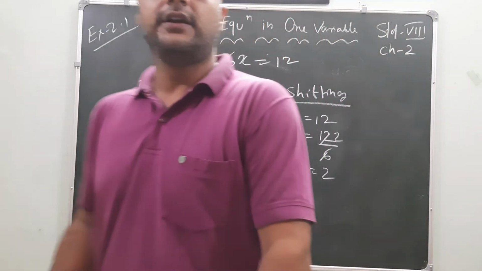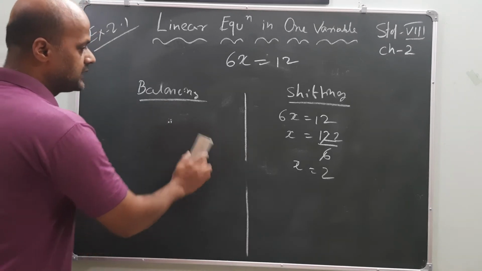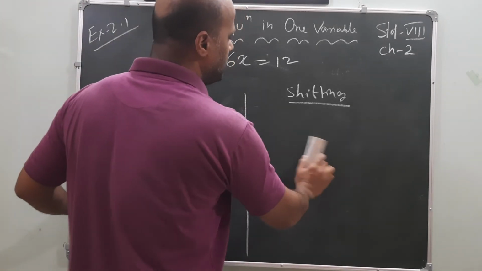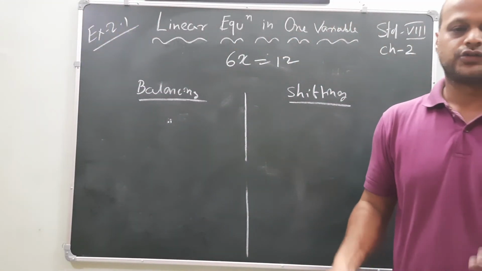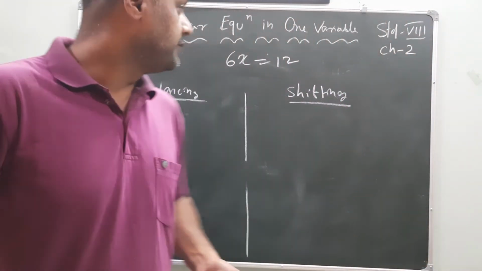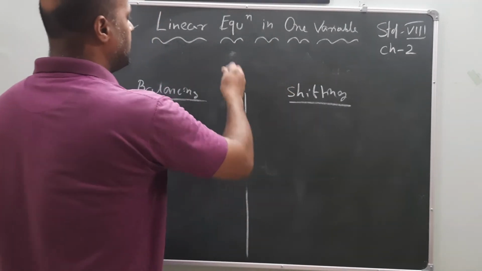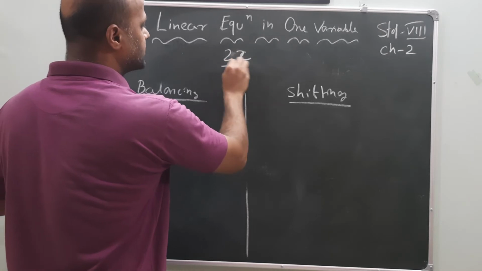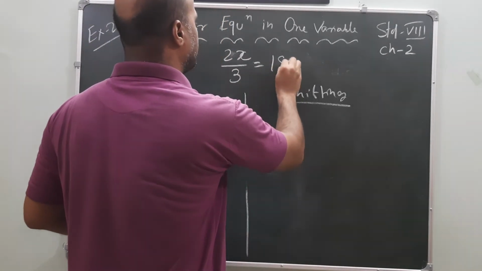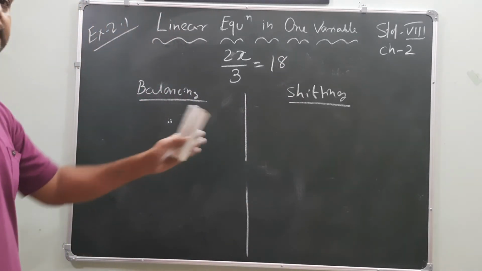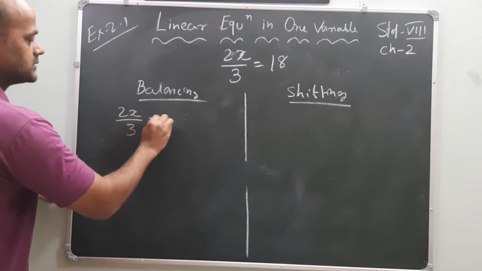Okay, my dear friends. Now come to the next problem. These are the problems I am solving for chapter exercise 2.1. Another is given here: 2x by 3 is equal to 18. How will I solve? Go for both the cases. Write down here 2x by 3 is equal to 18.